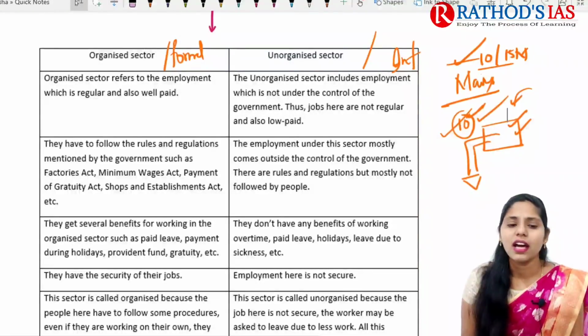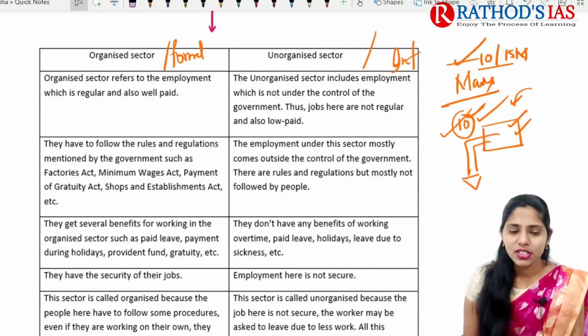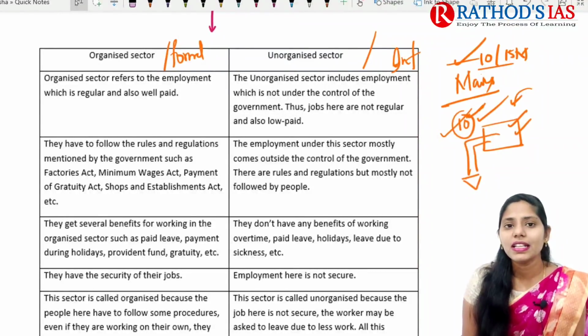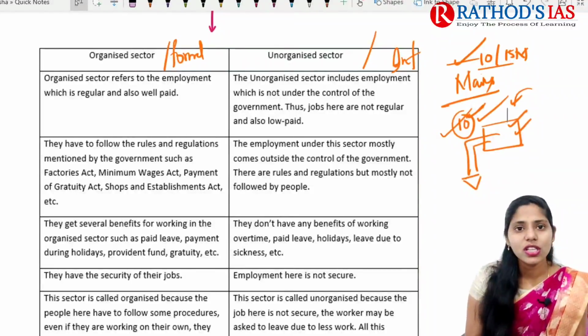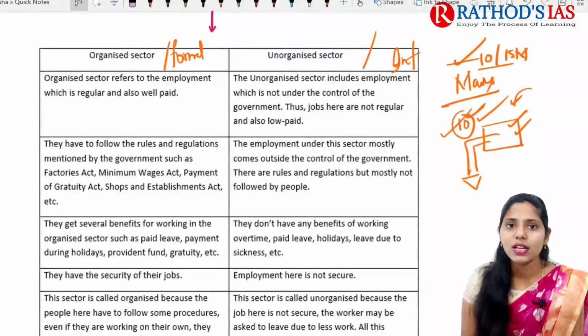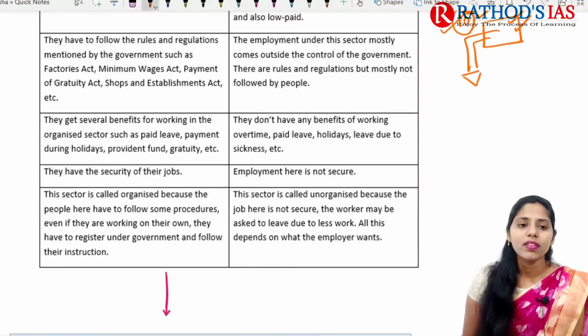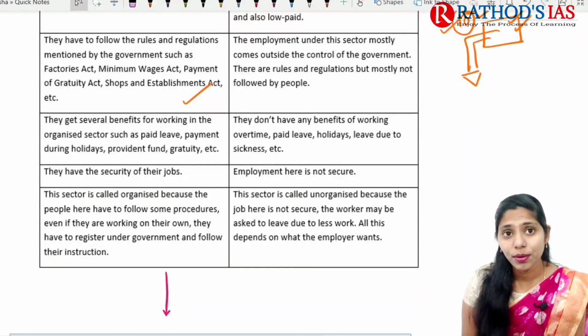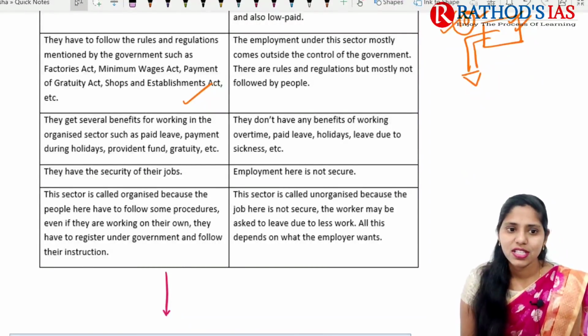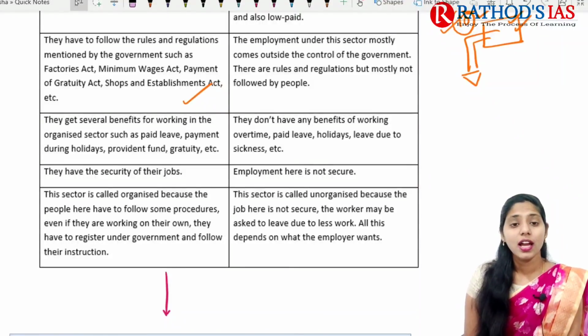And in the organized sector, they mainly follow rules and regulations which are mentioned by the government. For example, under the Factories Act, the Minimum Age Act, the Payment of Gratuity Act, and the Establishment Act, etc. But the unorganized sector mainly falls outside the control of the government. So there are no rules and no regulations that are followed here. And in the organized sector, the employees will get some benefits. For example, paid leaves and payment during holidays as well, provident fund, gratuity, and sometimes they will also get insurance.